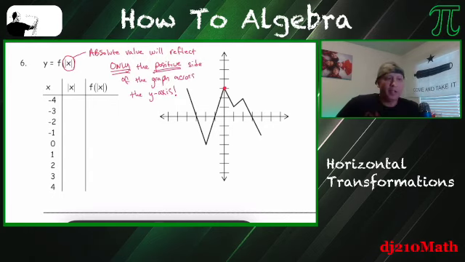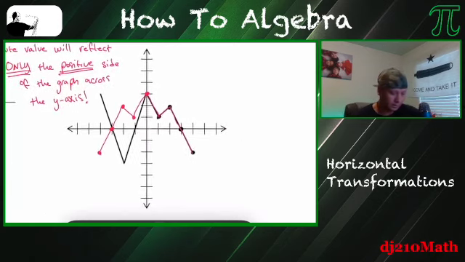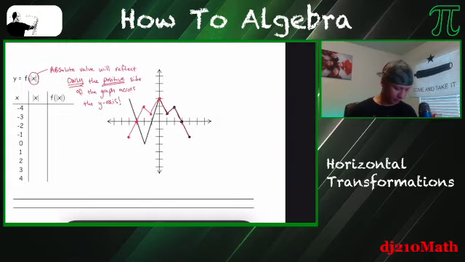So again, the absolute value will reflect only the positive side of the graph, the parent function, across the y-axis. So this is how it's going to look. All right, just so you can see it. It reflects just the positive side across the y-axis. That's really our reasoning.